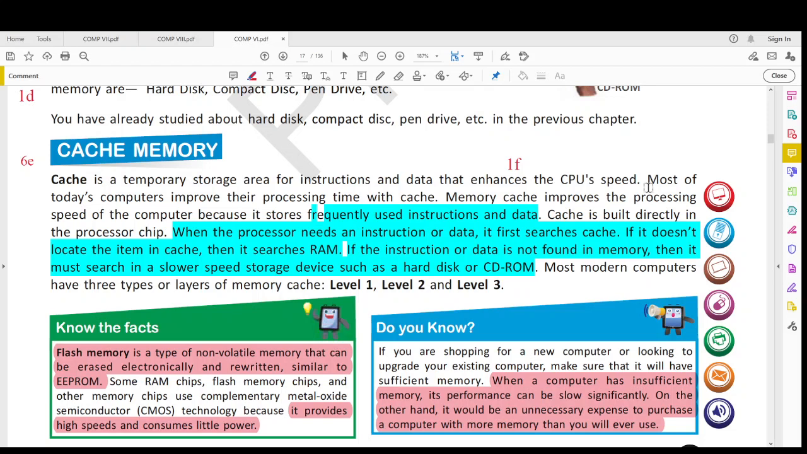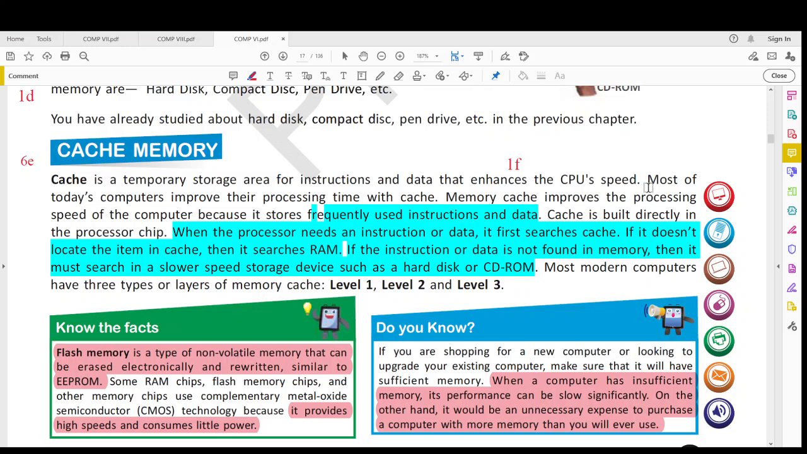Cache is built directly in the processor chip. When the processor needs an instruction or data, it first searches the cache. If it doesn't locate them in cache, then it searches RAM. If the instruction or data is not found in memory, then it must search a slower speed storage device such as hard disks or CD-ROM. And modern computers have three layers of memory cache: level 1, level 2, and level 3.